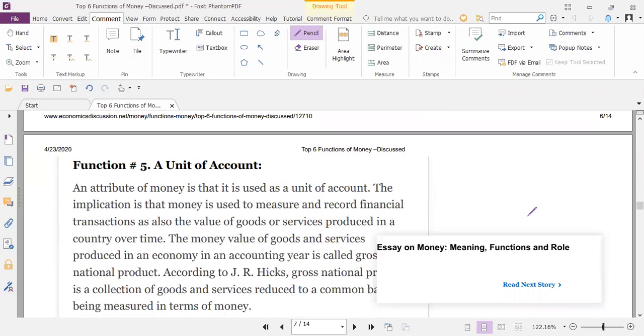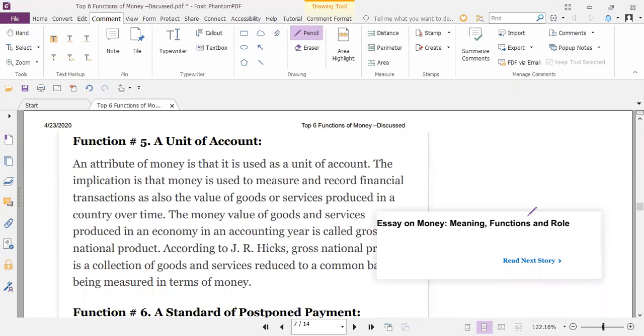So the next one is a unit of account. Money as a unit of account. Any doubts so far? No? Okay. So we shall look at the next function, that is a unit of account. Money as a unit of account.